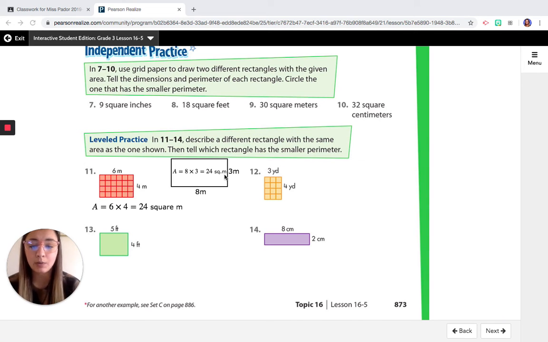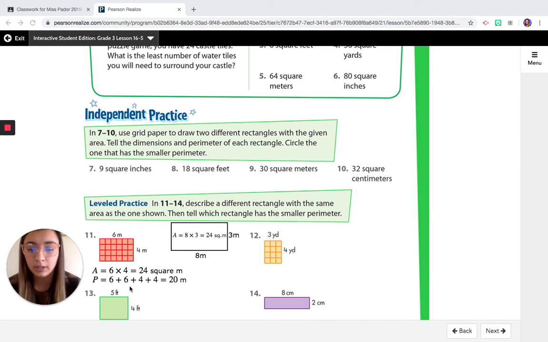Now, the next thing that it wants me to do is to tell which rectangle has the smaller perimeter. In order to figure that out, I'm going to have to find the perimeter of each of the rectangles. For this rectangle, as we know how to do perimeter, I am going to add up all the sides together. And since it's a rectangle, I know what each side is going to be labeled. All right, so down here, I did my first shape. I added 6 plus 6, which is 12, plus 4 is 16, plus 4 more is 20, and then I made sure that I labeled it with my meters. So our first shape has a perimeter of 20 meters.